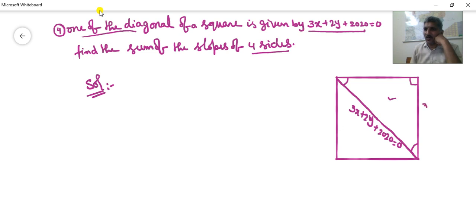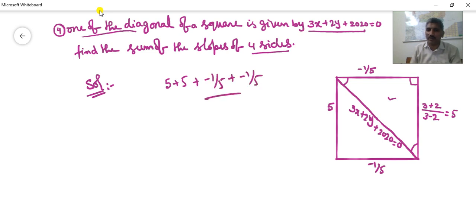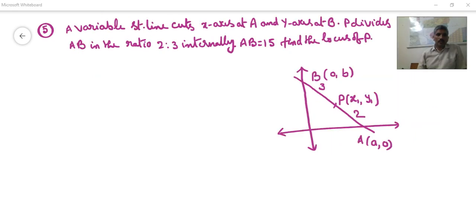Yes. Now one line's slope is 3 plus 2 divided by 3 minus 2, that is equal to 5. Then automatically this will be minus 1 by 5, because both are perpendicular. Then this line's slope is also 5 and this line's slope is minus 1 by 5. Then we can find out the sum of the slopes, that is 5 plus 5 plus minus 1 by 5 plus minus 1 by 5. So we can find out the sum of the slopes of the four sides.